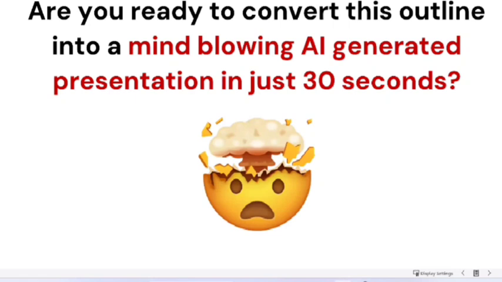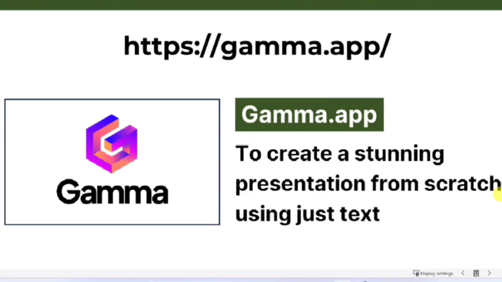On that note, the platform that I'm talking about, which can help you convert an outline or any text into a presentation, is called Gamma.application. Gamma.application is a platform which can help you create stunning presentations in less than 30 minutes, and that too just with the help of some text. Whatever text you have, it will help you convert it into a beautiful presentation, all with the help of AI.